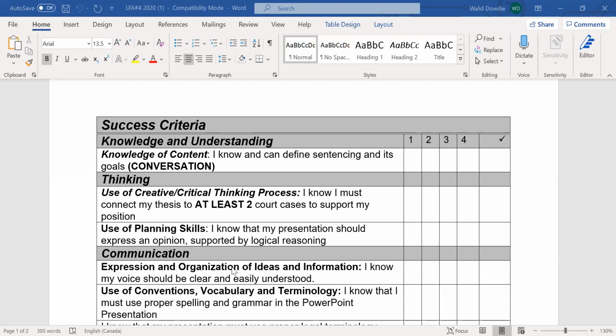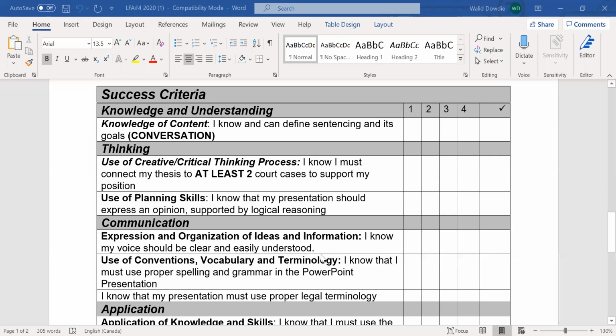I know my presentation should express an opinion supported by logical reasoning, which means you're going to have an opinion, again, bullet points from notes, but supported by sound reason. Critical thinking. I have this reason. I don't say I believe in punishment as a key objective of sentencing because I don't like people. You have to have some sound legal reasoning and rationale behind it.